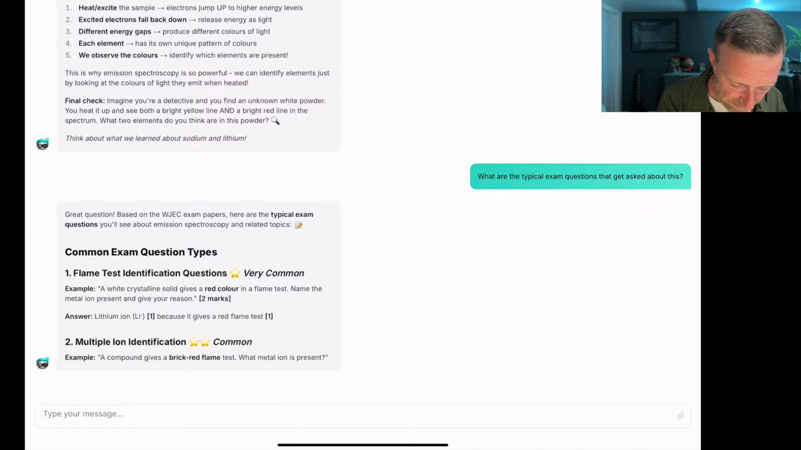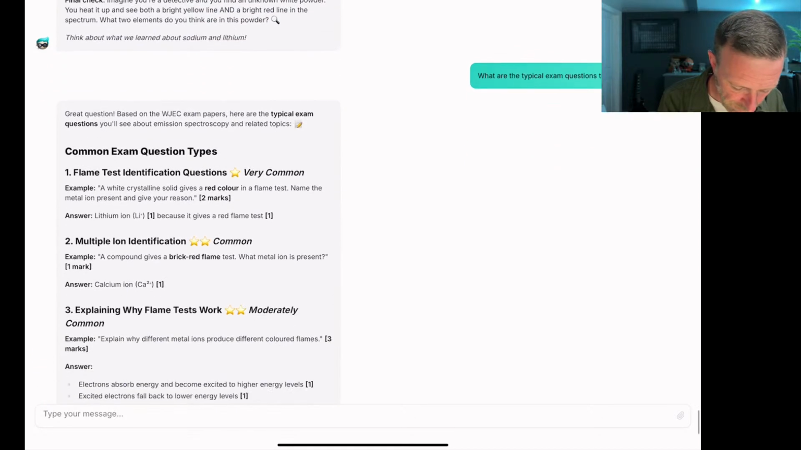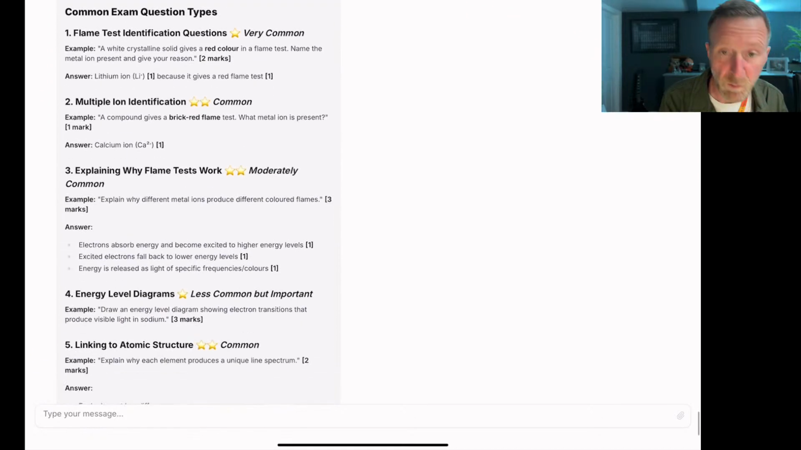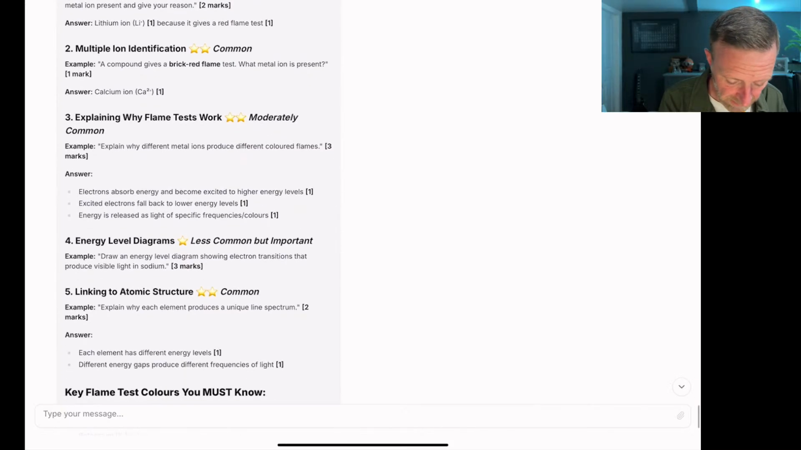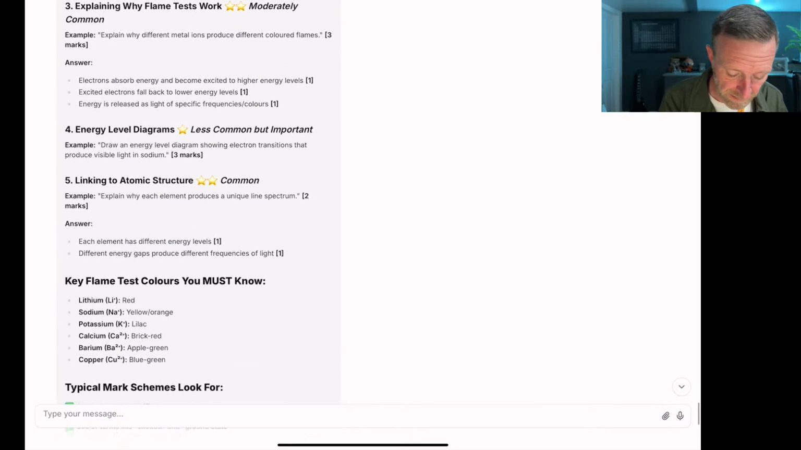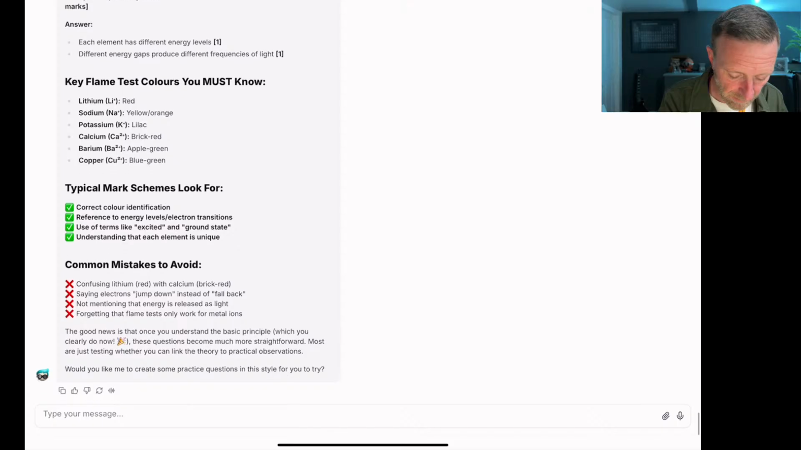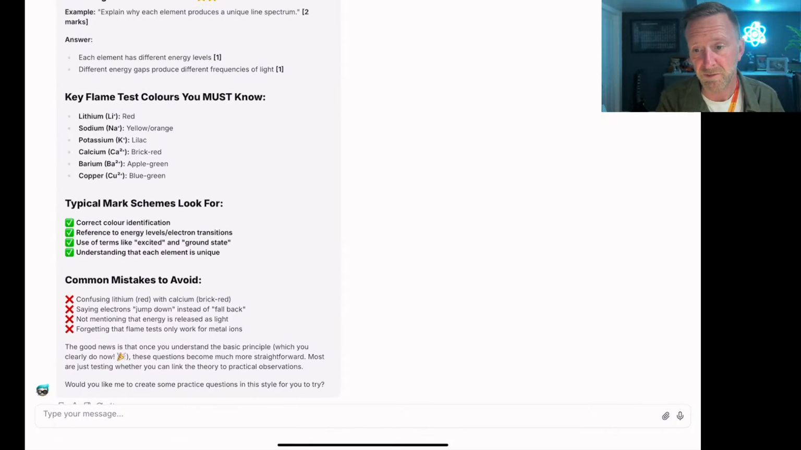So, flame test identification questions, multiple ion identifications, why flame tests work, energy level diagrams, draw an energy level diagram showing electron transitions that produce the visible light in sodium. So these are the most common types of questions. And if you want, it will write questions for you, of course.